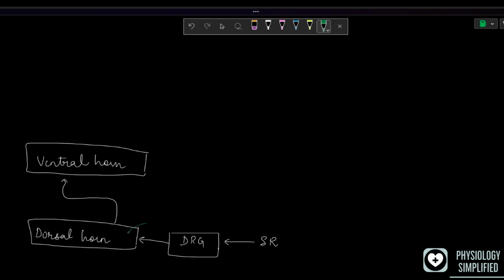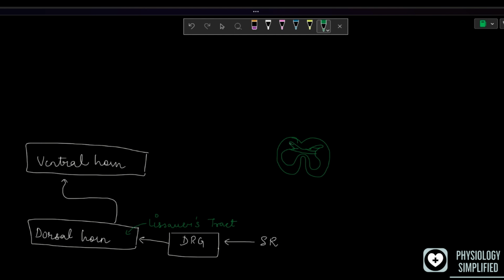Let's get back to the dorsal horn. Where the DRG is entering into the dorsal horn, this is known as Lissauer's tract, the tract via which the dorsal root ganglion enters. This is the cut section of the spinal cord. The gray matter of the spinal cord has different layers called the laminae.